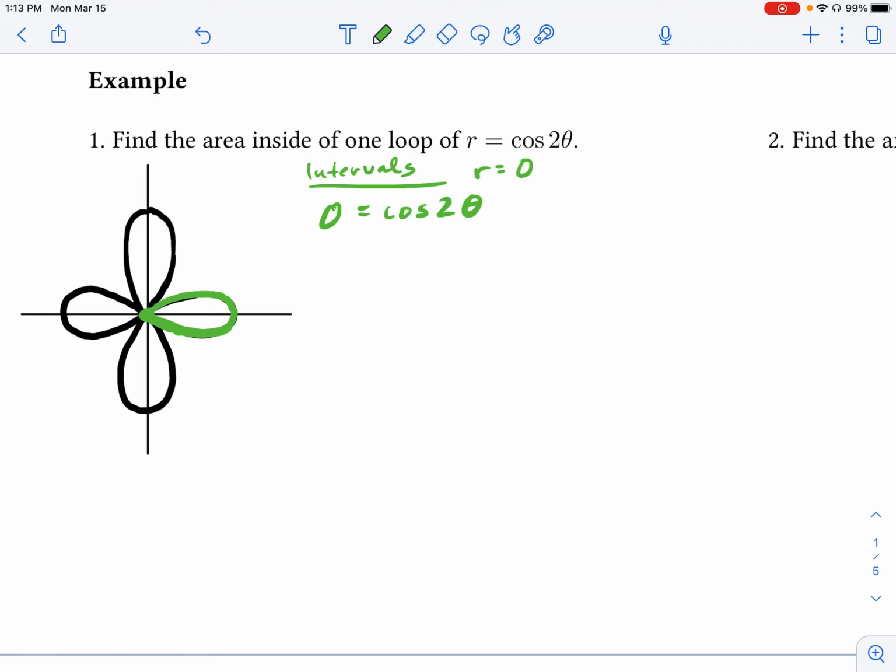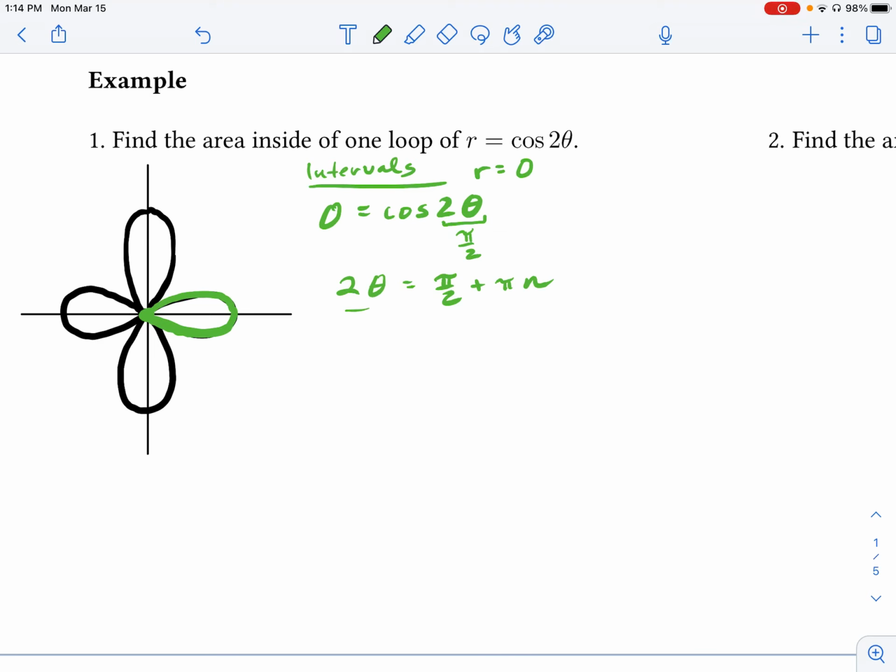So when is cosine equal to 0? When this angle here is equal to pi over 2. So 2 theta is equal to pi over 2. And actually, there are a number of angles where cosine is going to be equal to 0. So we would say pi over 2 and every pi multiples apart, I should say, from pi over 2.